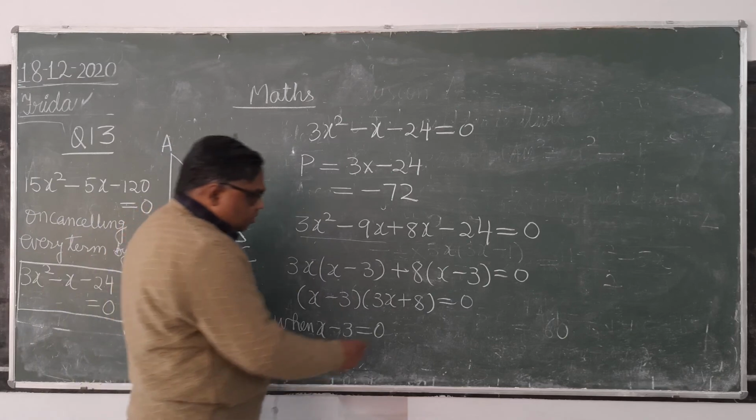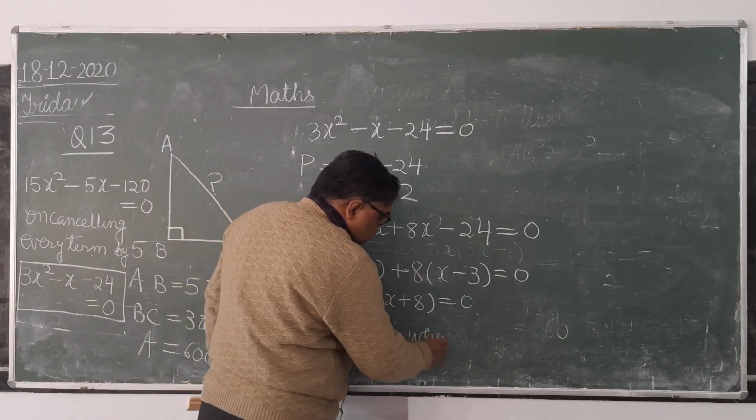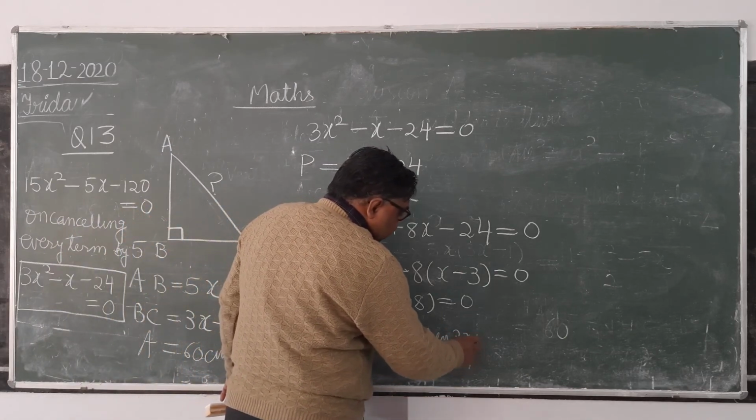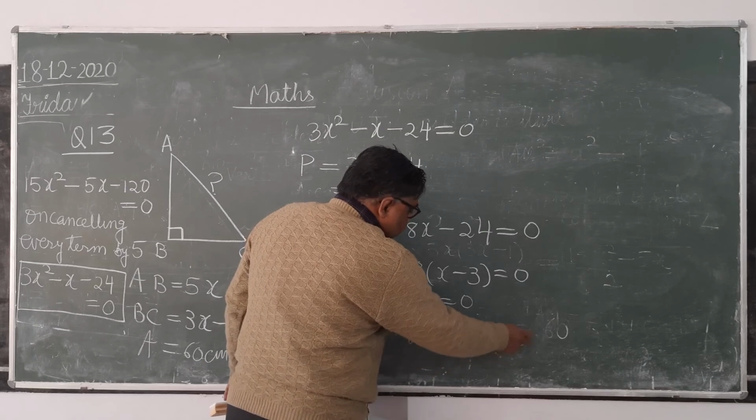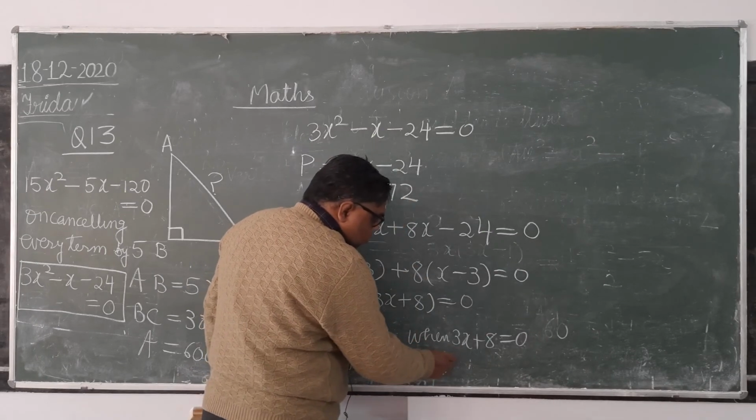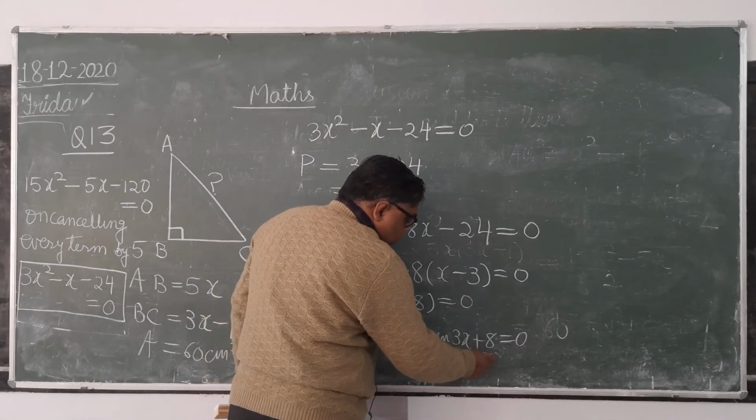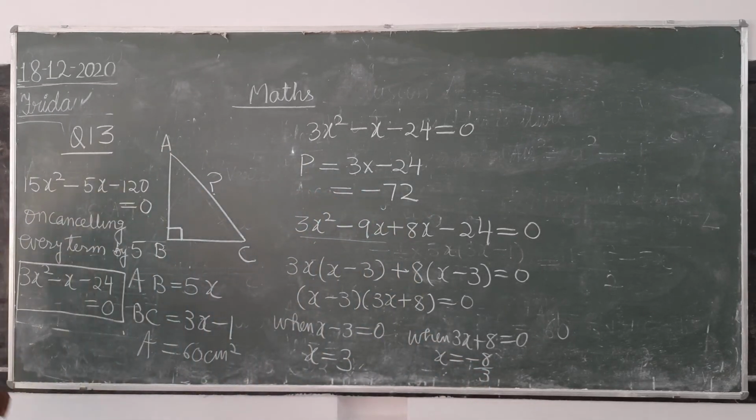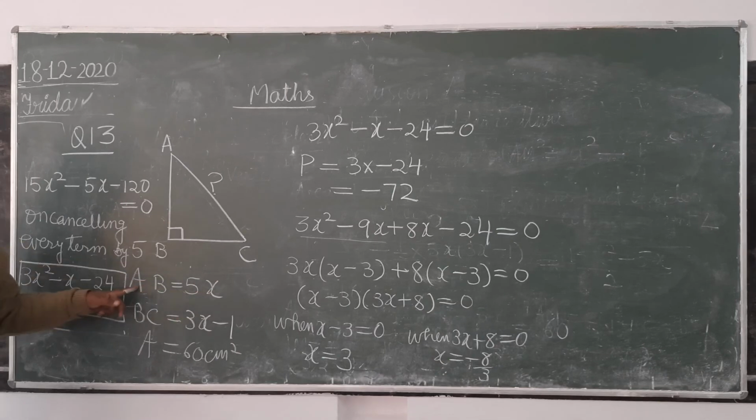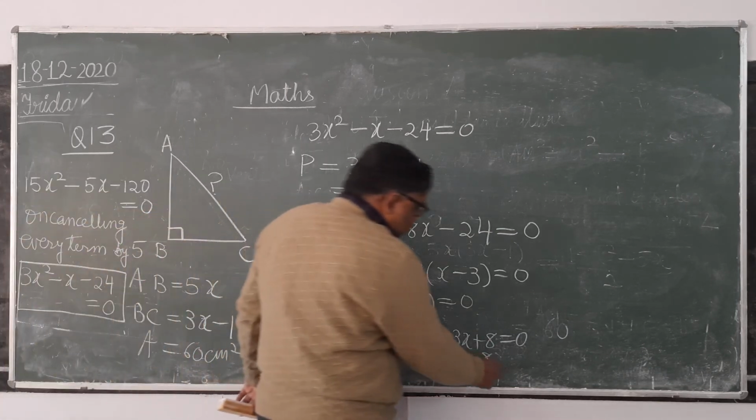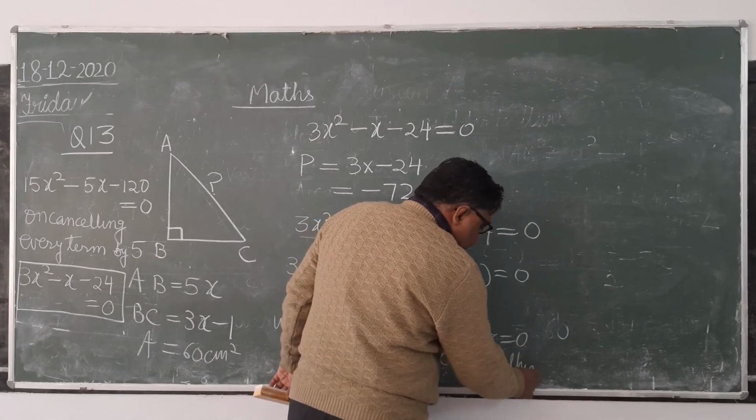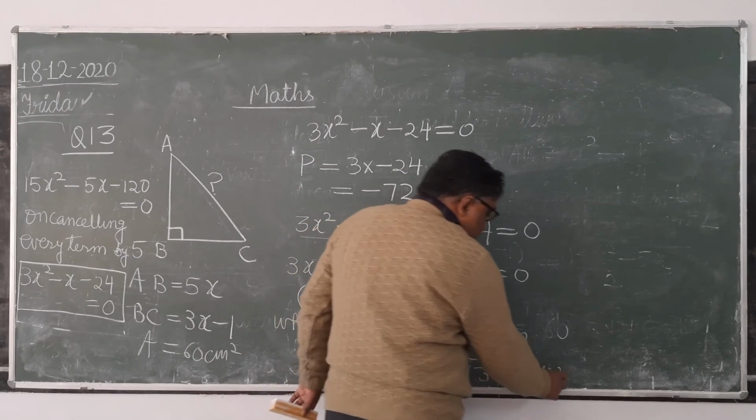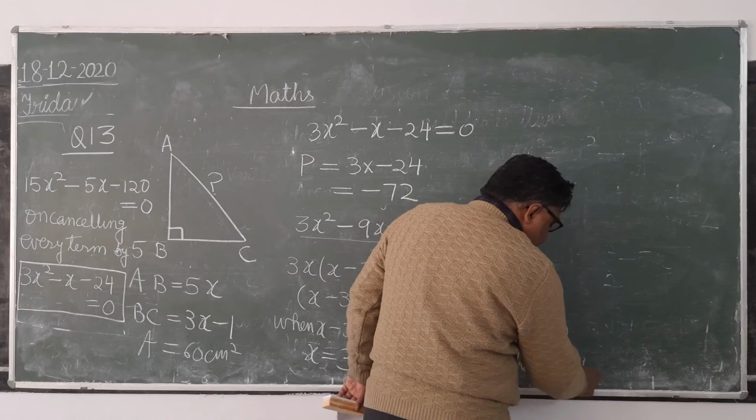Similarly, when 3x plus 8 equals to 0, then x equals to minus 8 upon 3. But this value will not be possible. Why? Because x is the length. x is the length. It is clear? So this is not possible.